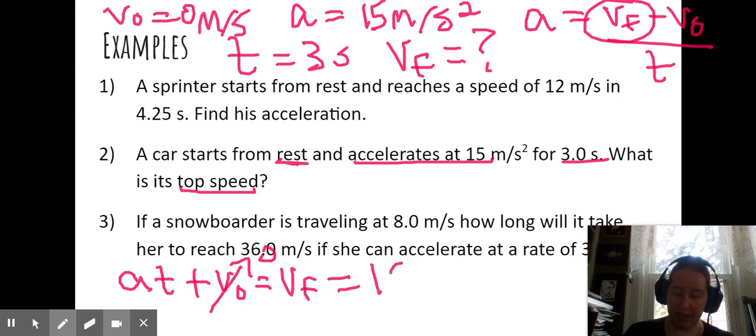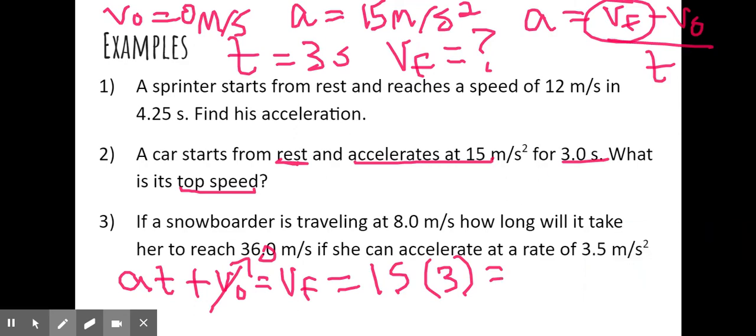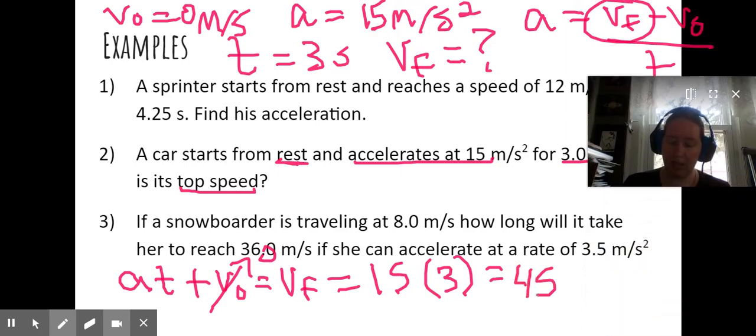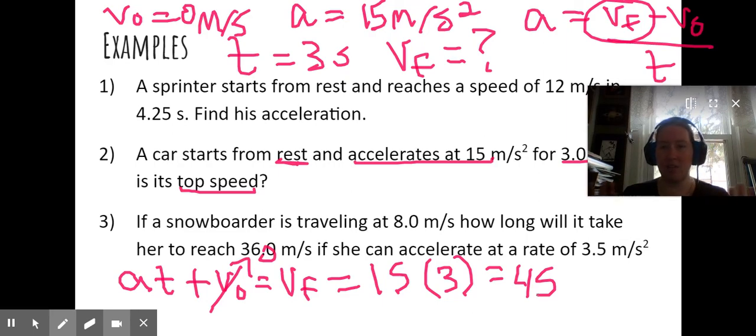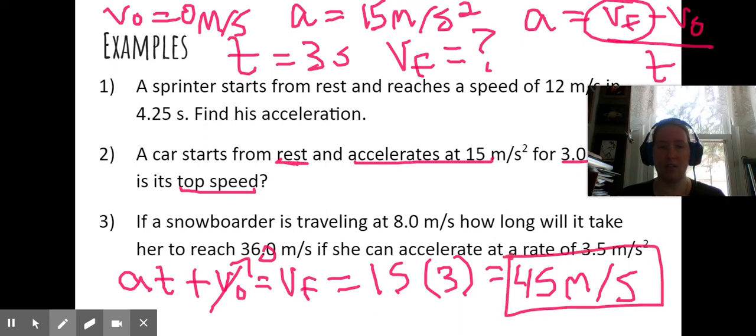So we have 15 times 3. Go ahead and type that into your calculator. 15 times 3, and that should get you 45. And remember, we don't just have naked numbers. No naked numbers. They don't go out in public all naked. They need units. So 45 is our final velocity, so we should have units of meters per second. That's our final answer.